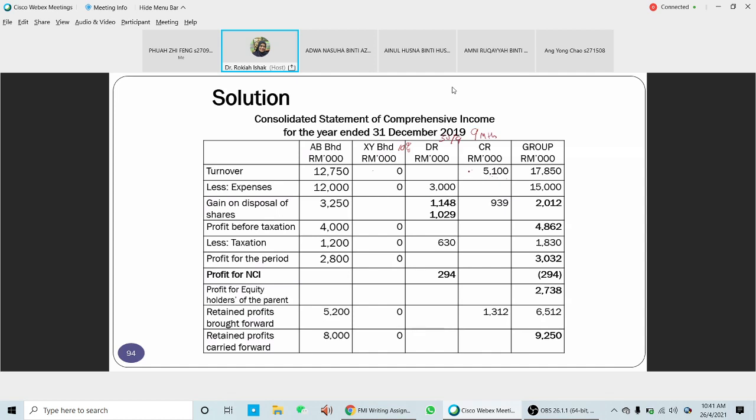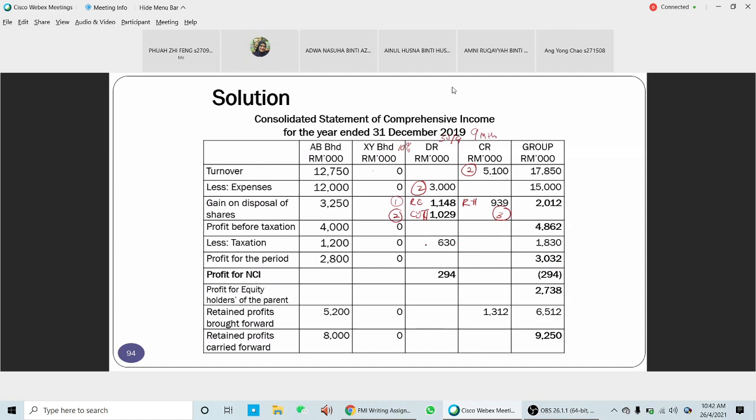And then this one is from journal entry number 2. Gain on disposal 1148. Does this 1148 come from journal entry number 1 or number 2? 1148 here is from your RE, journal entry number 1. So 1029 here is from your current year profit, journal entry number 2. 931 is a remeasurement gain, which is journal entry number 3.